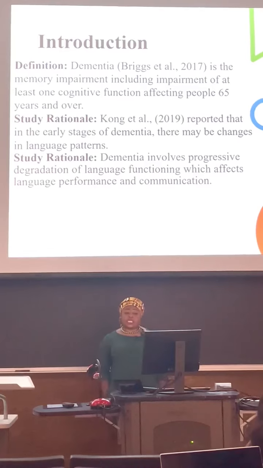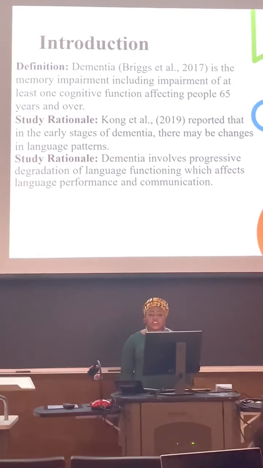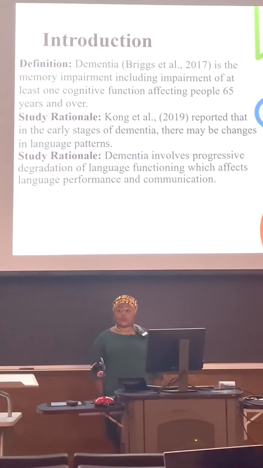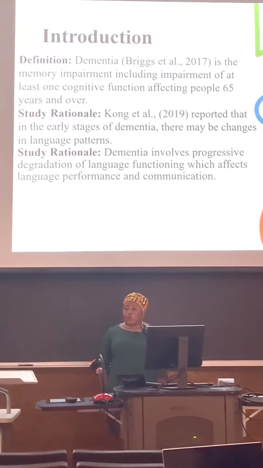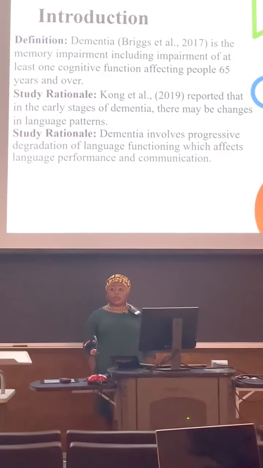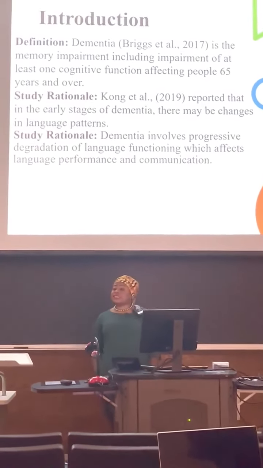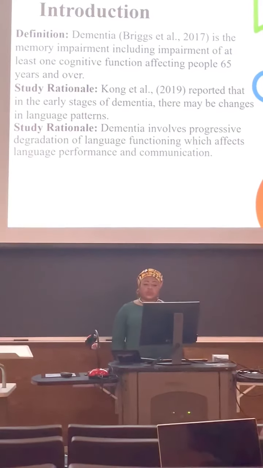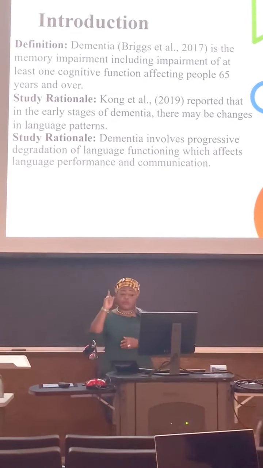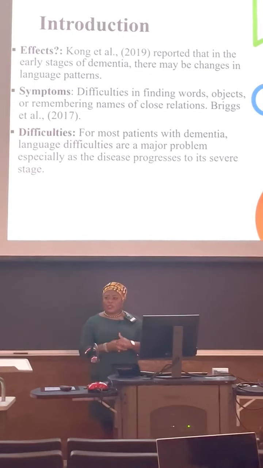Why am I doing this research in the first place? The rationale is that Cohen et al. 2019 reported that in the early stages of dementia, there may be changes in language patterns. These patients affected with dementia are just babbling, they don't know what they're saying, they don't understand, they can't even write, they don't speak well, because a part of the hippocampus is affected. It happens with people who suffer from dementia, which is a brain disorder. So dementia involves progressive degradation of language functioning, which affects language performance and communication, which is what we're actually looking at today.